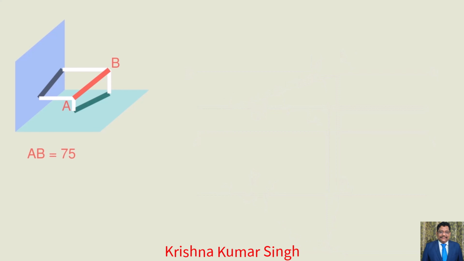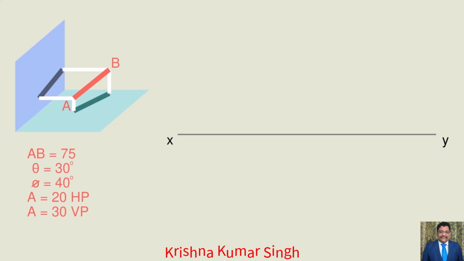Draw the projections of a 75 mm long line when it is 30 degrees inclined to HP and 40 degrees inclined to VP. Assume the end point A is 20 mm above HP and 30 mm in front of VP. Step 1. Let us draw an XY line, say 100 mm. Right above the XY line as VP and below the XY line as HP. Now keep a point A' with 20 mm distance from the reference line, that is nothing but the distance above the HP, and draw a horizontal line from A'.